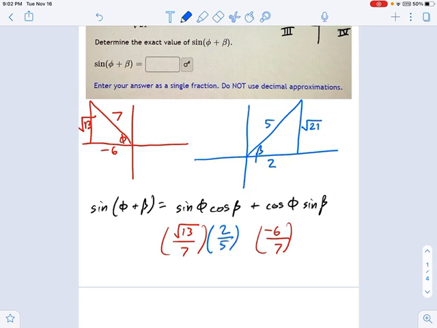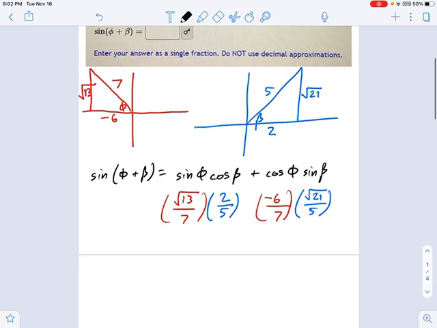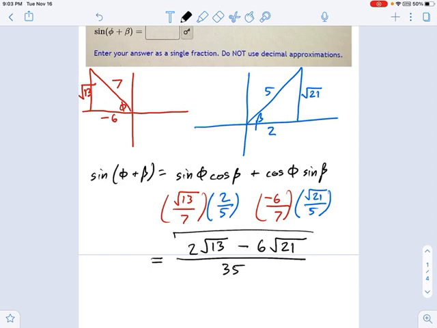That's a nice easy one. And the sine is going to be root 21 over 5. So now you just multiply it all together, and that should have us done here. 35 is going to be the denominator. On top we have 2 radical 13 on the left, and on the right we have minus 6 radical 21. And it looks like this is not going to be simplified at all. There's no radicals that have anything that can drop out. It's all prime numbers and factors of prime numbers. So we are done at this point.